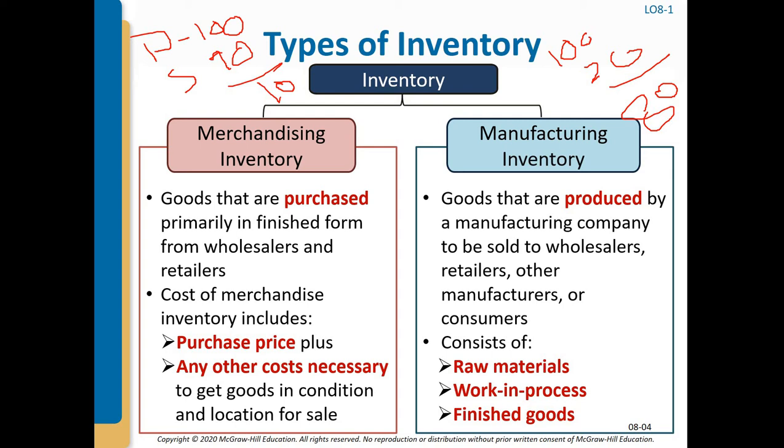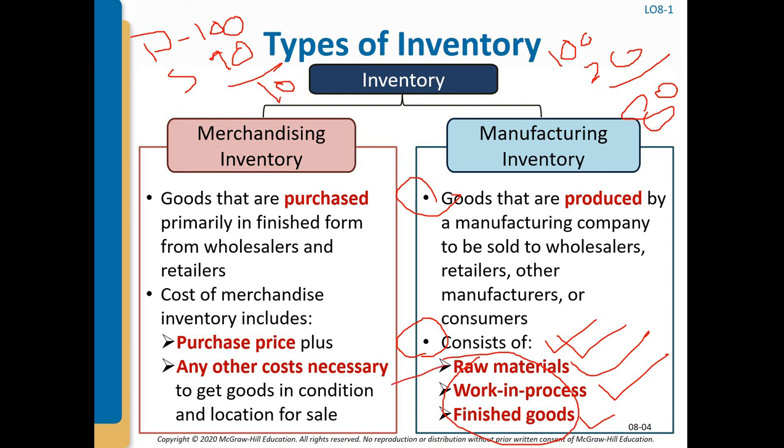In the case of goods that are purchased primarily in finished form from wholesalers and retailers, the cost of merchandise inventory includes the purchase price plus any additional costs that are required to get goods in the condition and location for sale. In the case of a manufacturing company, the goods are produced by the manufacturing company to be sold to wholesalers, retailers, and other manufacturers.